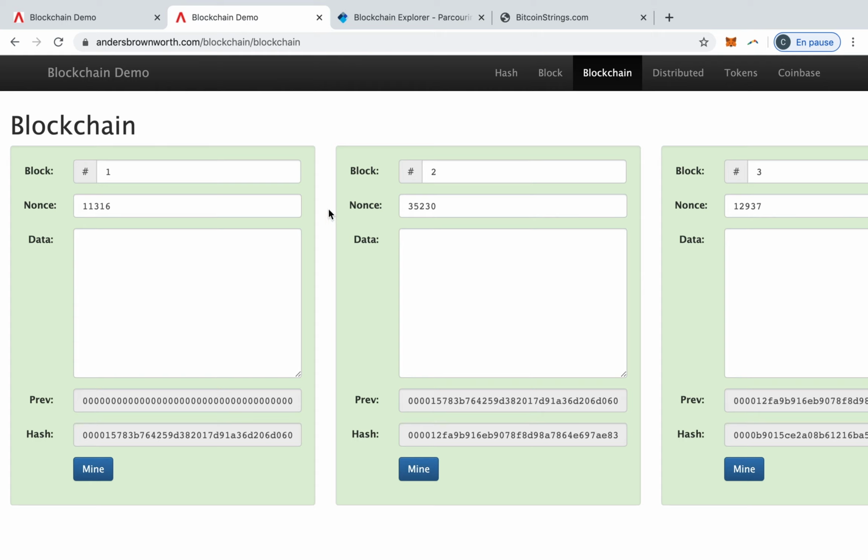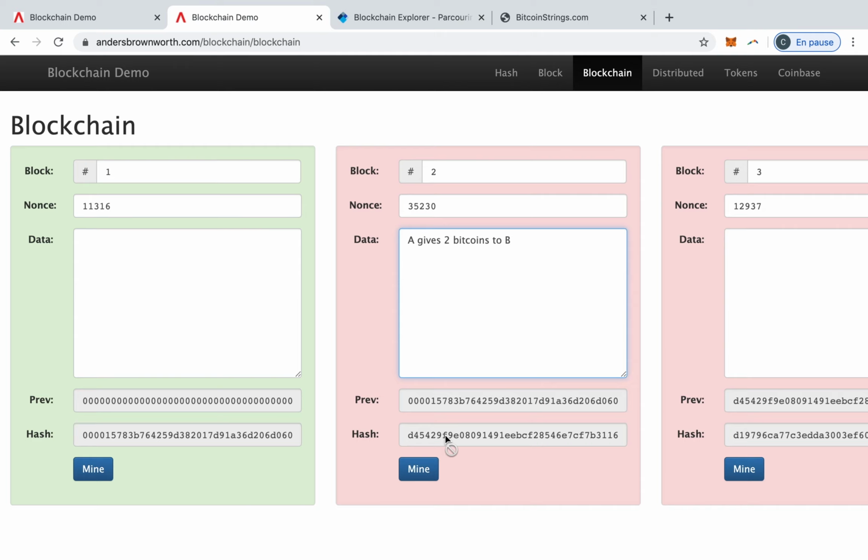So we'll see how. We come back to Anders Brownworth's blockchain, and we are mining this blockchain. In a block, A gives 2 Bitcoins to B. So I've just modified block 2, okay? Of course, it's not valid anymore. You see, the hash doesn't start with 4 zeros.